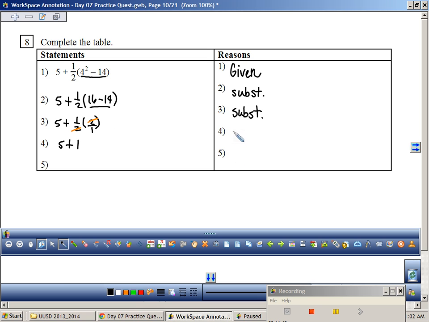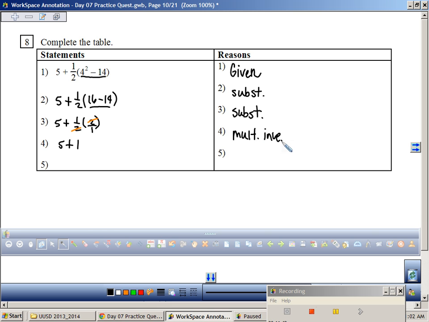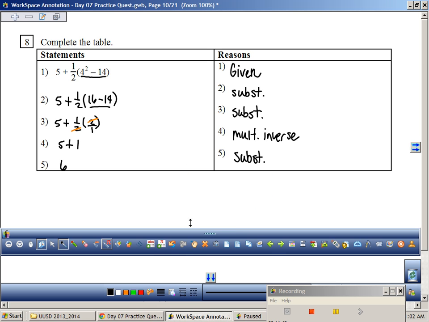What property tells me I can do that? Additive. Multiplicative inverse property. Tomorrow's class will have all the properties on the top of it in a box, so you've got them to reference, okay? So you don't have to remember them, you just have to know how to use them, right? And finally, what's 5 plus 1? 6. And what property is that? Additive. Substitution. Additive would be additive identity, right? Like 4 plus 0 is 4, that would be additive identity. But that will help when you have those names in front of you, right?